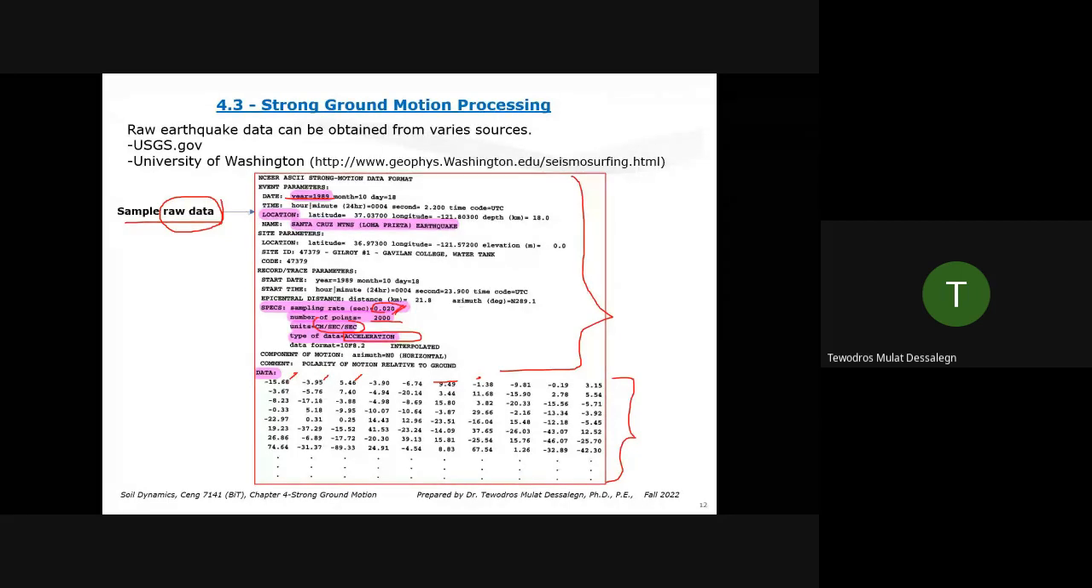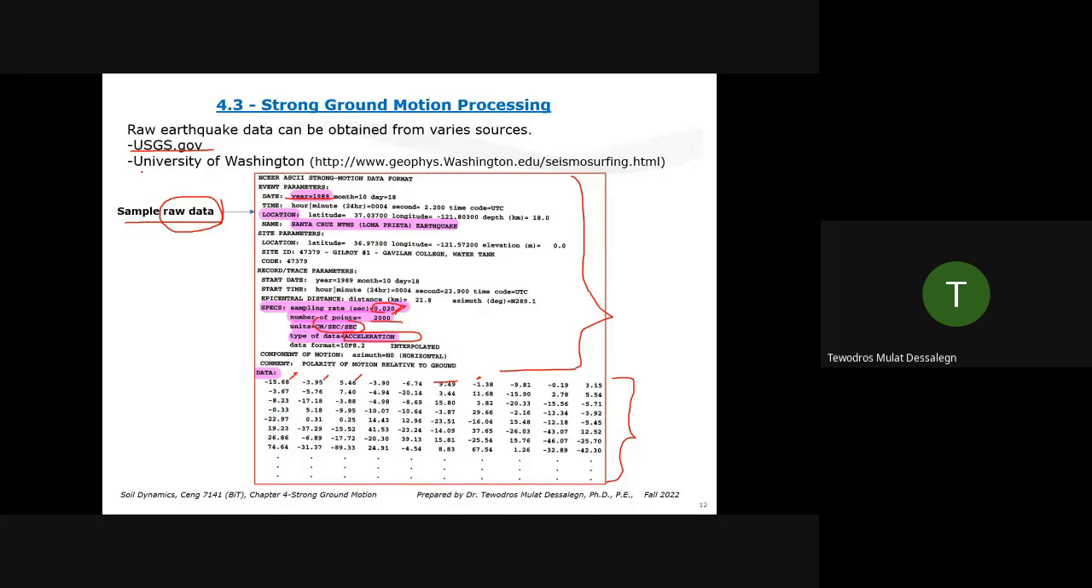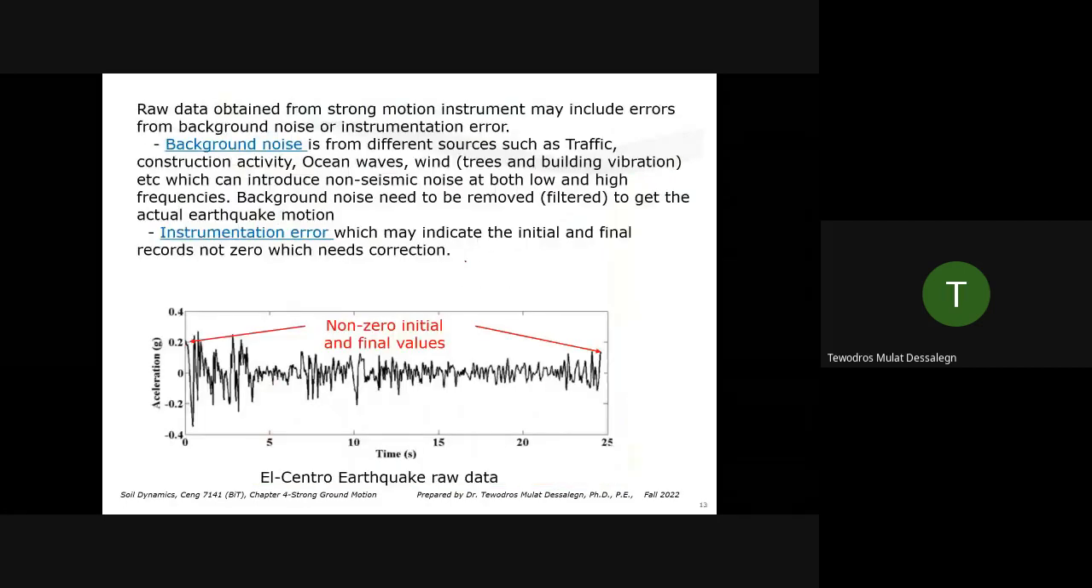There is a large set of data. If you go to usgs.gov, the United States Geological Survey, or the University of Michigan, and many other sites, they give you earthquake data from different recordings for free. Raw data obtained from strong motion instruments may include errors. It may have background noise or instrumentation error.